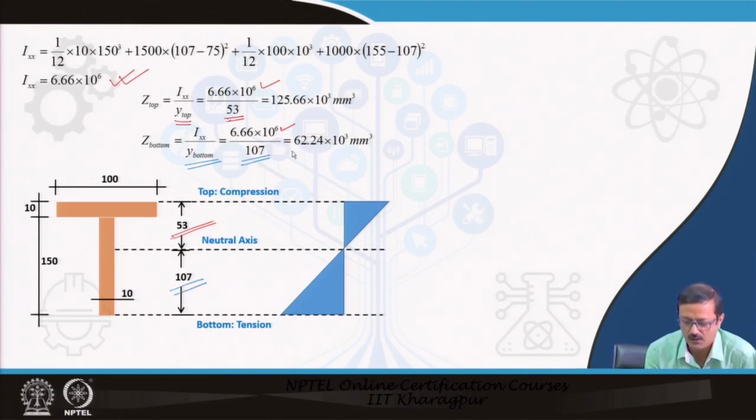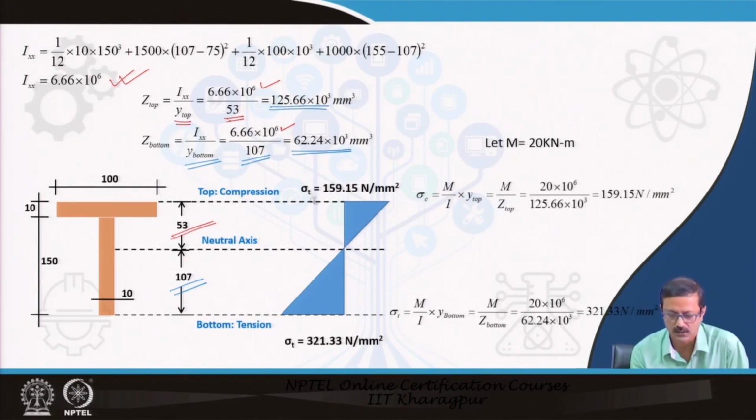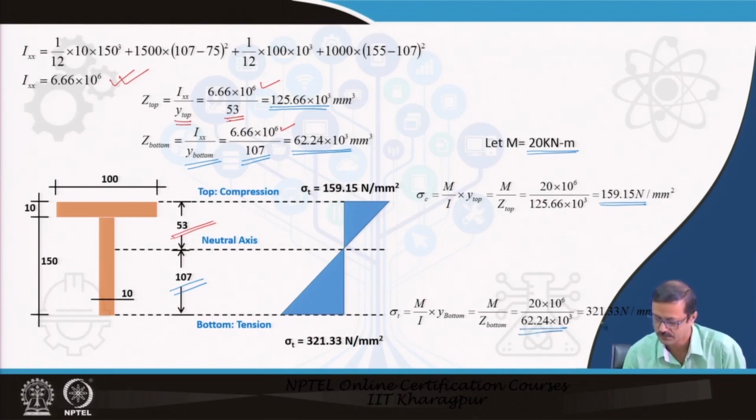So, we have got two such values, right, and the stress, if the moment is 20 Newton per mm square, the stress at the top will be M by Z top, that is 159.15, and the sigma at the bottom will be M by Z bottom, that is 62. So, it is 312, 321. So, definitely this is very high compared to this.